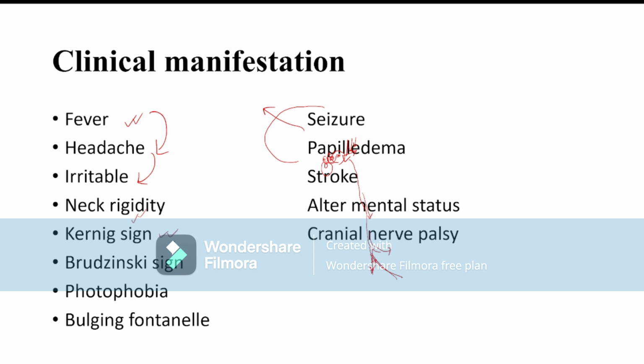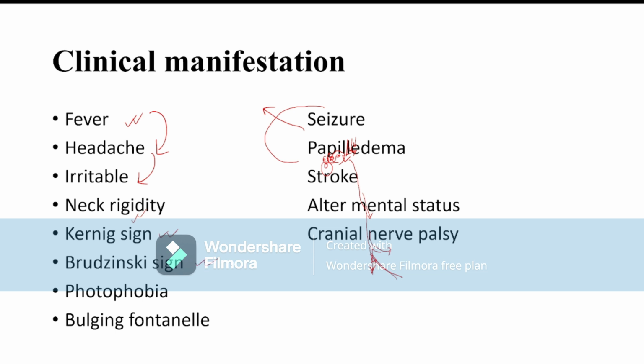What is Kernig sign? For Kernig sign, we have to take one leg to a 90 degree position, and after that, if we take the knee in extended position, there is pain in the calf muscle, which is due to the irritability of the nerve roots, and there is also the presence of Brudzinski sign.